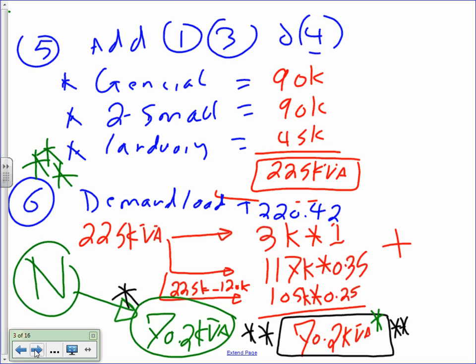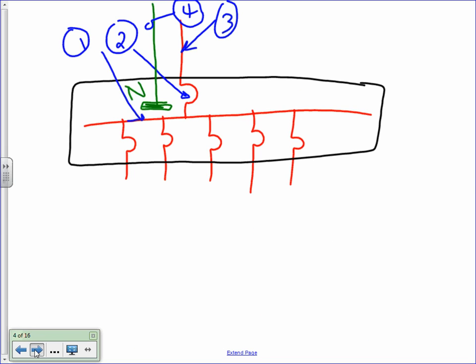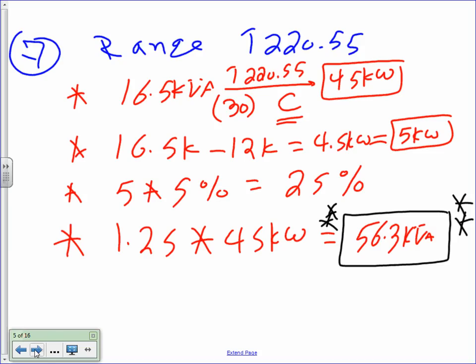Okay, step number 7. Let's look at the range. You guys remember what the code says about the range? Article 220.55 and 220.61. If you look at Article 220.61, it says for the range, when you do a range, the neutral counts as, anybody remember? 70%. Thank you, 70%.